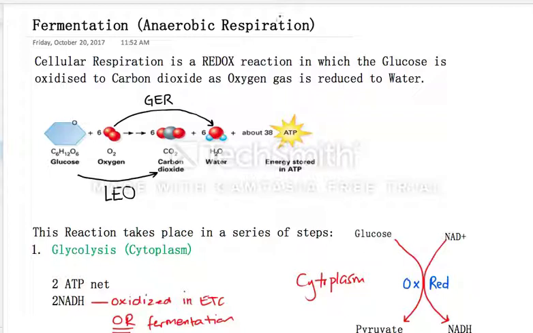Now let's talk about cellular respiration with sufficient oxygen to draw the contrast between that and what happens in low oxygen conditions. Cellular respiration is a redox reaction. If we look at the word redox, it's composed of two little ones, red and ox, where red stands for reduction and ox stands for oxidation. So we call it redox because reduction and oxidation reactions are always coupled.